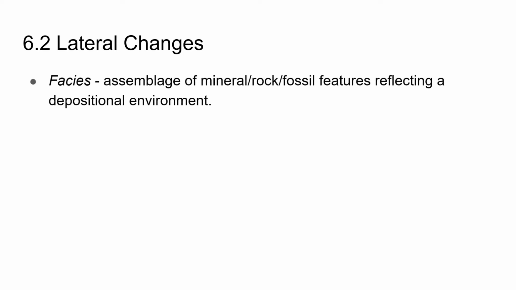I want to switch gears a little bit as we look at section 6.2. We look at more lateral changes, and I want to introduce formally the concept of the facies, the sedimentary facies. Simply put, this is an assemblage of any rock, mineral, or fossil with features that reflect a depositional environment. So the classic example I like to use is a beach. If you go to a beach, everybody, think back to your childhood vision of a beach. There's sand and there's shells, and there might be some sand dunes towards the back. That is a beach facies.